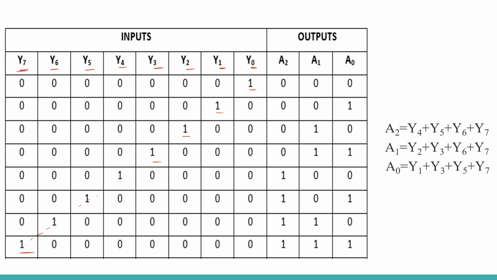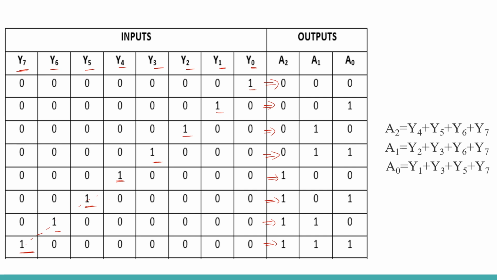So here Y0 is active high, therefore the respective binary value is 000. Here Y1 is active high, so 1 in binary form is 001. Here Y2, in binary form 010. Here Y3, 3 in binary form 011. Here 4 in binary form 100. Here 5 in binary form 101. Next, here Y6, 6 in binary form 110. Finally, here Y7 in binary form 111.